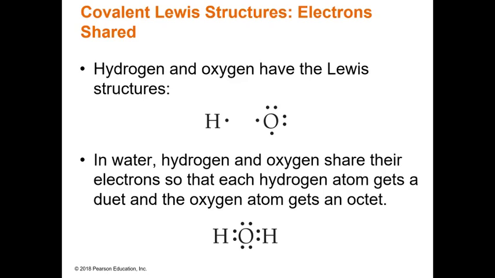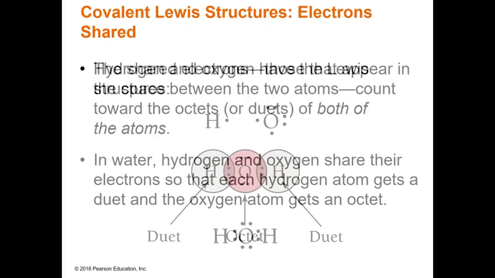Take water as an example. Oxygen has 6 valence electrons and each hydrogen has 1. To become stable, oxygen shares 1 electron with each hydrogen. Each hydrogen ends up with a duet and the oxygen achieves an octet. This sharing is what forms a covalent bond.